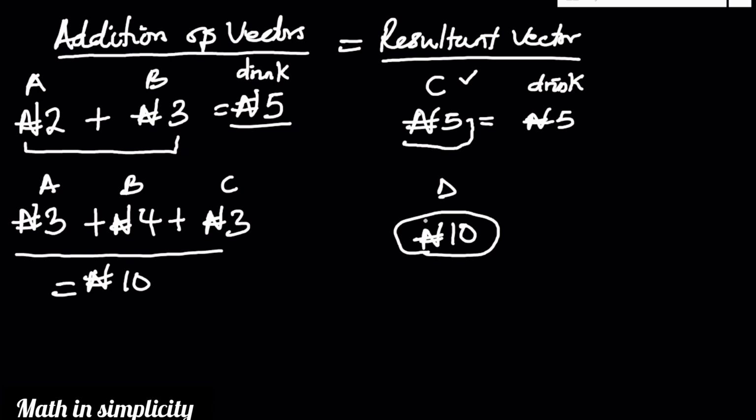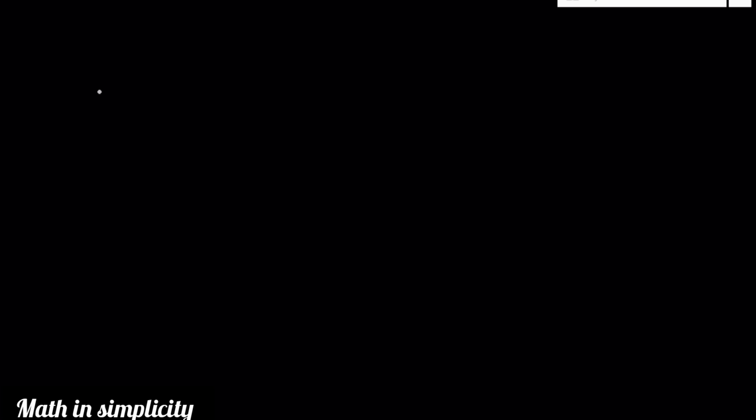But just one single vector, in this case I'm using money as an illustration, that will have the same effect as many other vectors acting in a system. That one single vector is referred to as a resultant vector. So for addition of vectors, I'm just going to show you how to add vectors with a simple illustration.